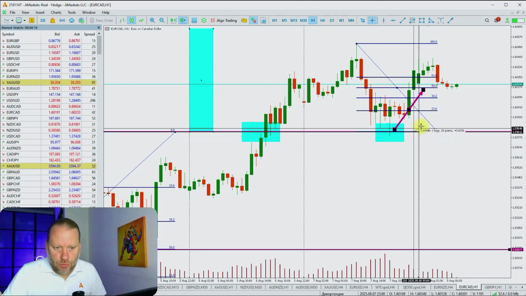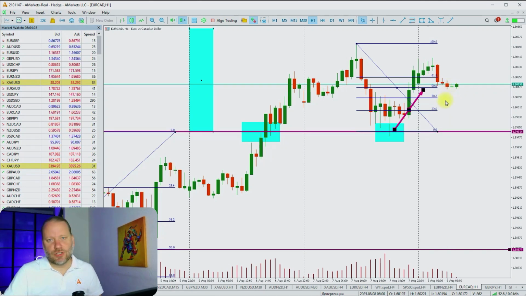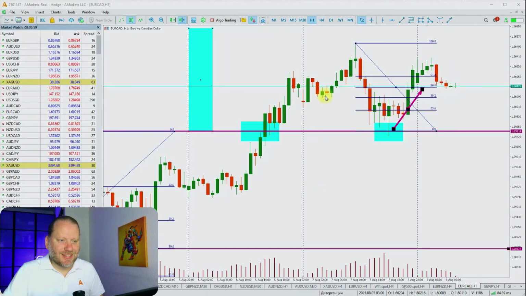And let's take the ruler tool, let's do the math. It's 359 pips here, 360 pips here. In general, it is 350 points literally in a few hours. And if you trade one standard lot in the Metatrader platform, and even $100 is enough, you can earn $360 in a few hours. Why is it profitable to enter such trades?